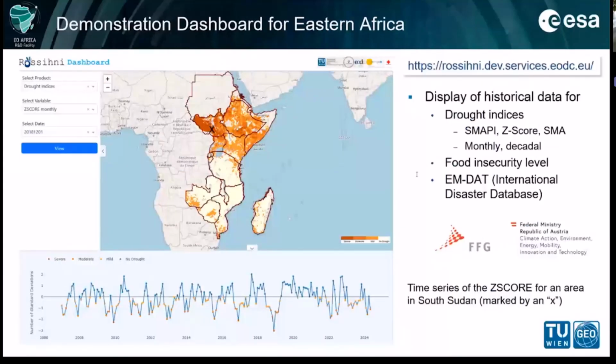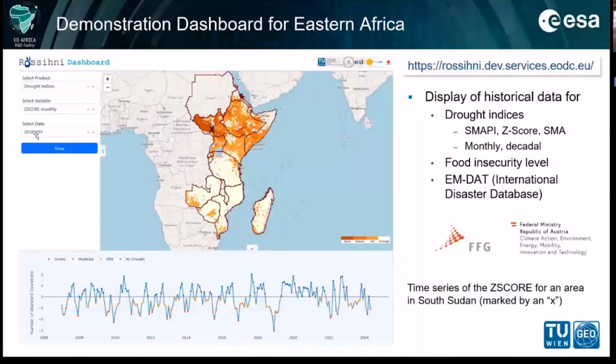In one of our recent projects, we have done this exercise in particular for countries situated in Eastern Africa. You see those countries here. And we've developed a dashboard where we showed 3 different drought indicators based on the ASCAT data, based on SMAPI, Z-score, and SMA. We also represented the data in terms of monthly data and decadal data. We also have some display of food insecurity level or data from an international disaster database. So you can select the date.